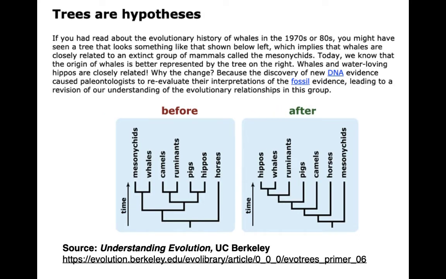Now, these trees are hypotheses. If you read about or watched a video about the evolutionary history of whales in the 1970s or 80s, you might have seen a tree that looks something like the one on the left, which implies whales are closely related to an extinct group of mammals called mesonychids. Today, we know that the origin of whales is better represented by the tree on the right. Whales and water-loving hippos are closely related. Why the change? Because the discovery of new DNA evidence caused paleontologists to reevaluate their interpretations of fossil evidence, leading to a revision of our understanding of the evolutionary relationships in this group.